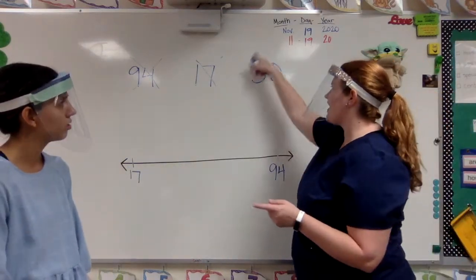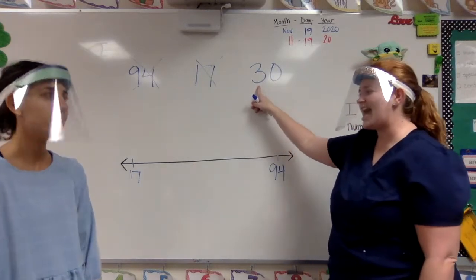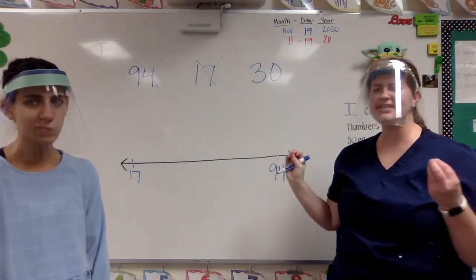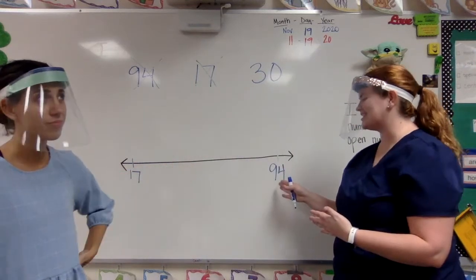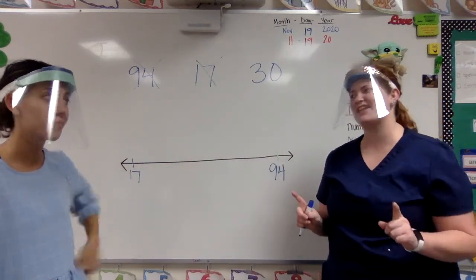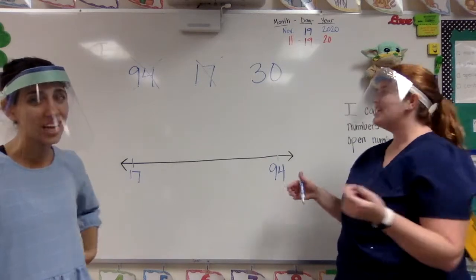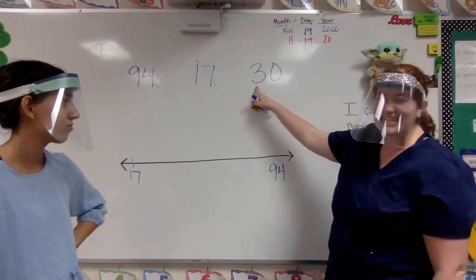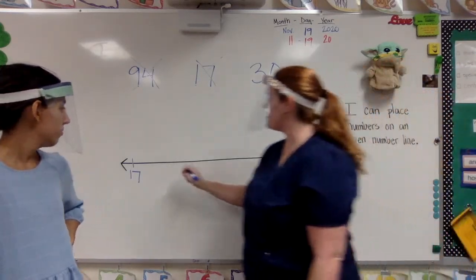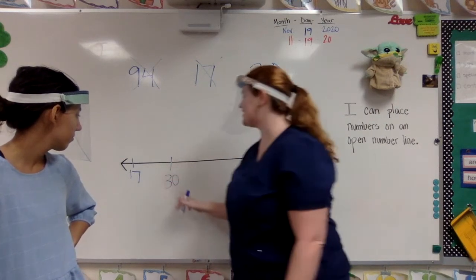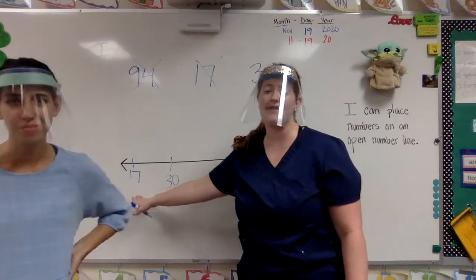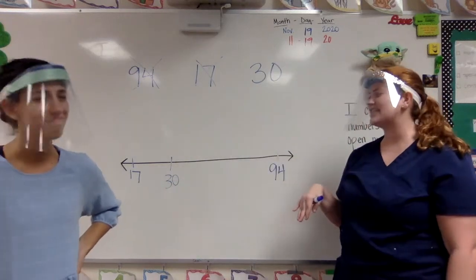This number that I have left has 3 tens. Is 3 tens closer to 1 ten or 9 tens? I think it's definitely closer to 1 ten. To get all the way up to 9 tens, it would take a lot more. So I'm going to put 30 right here. Because I think that it is much closer to 17 than it is to 94.